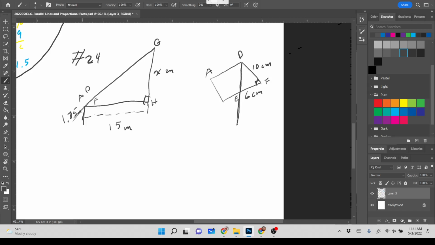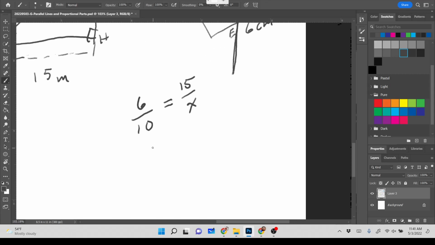So, what proportion are we going to set up? 6/10 = 15. Sounds great. 6/10 equals 15/x. So when we cross multiply, we end up with 6x equals 150. And then x equals what now? 25.